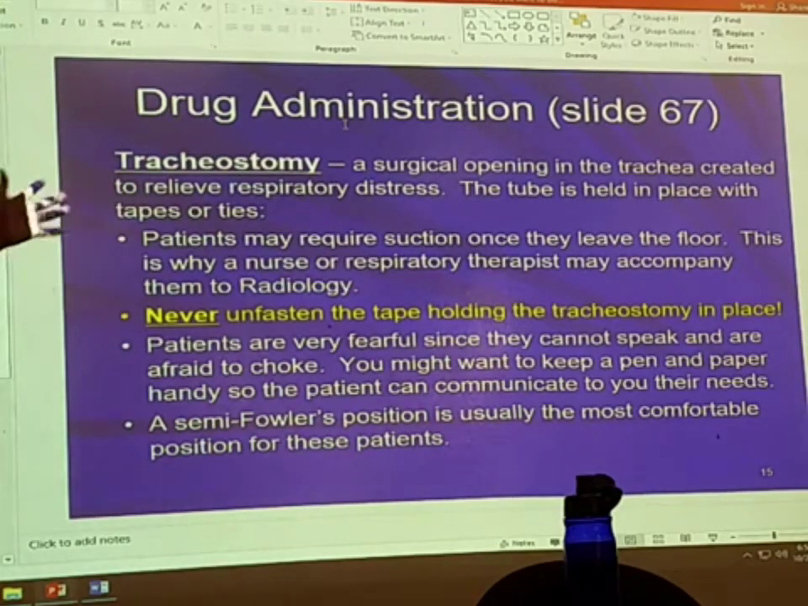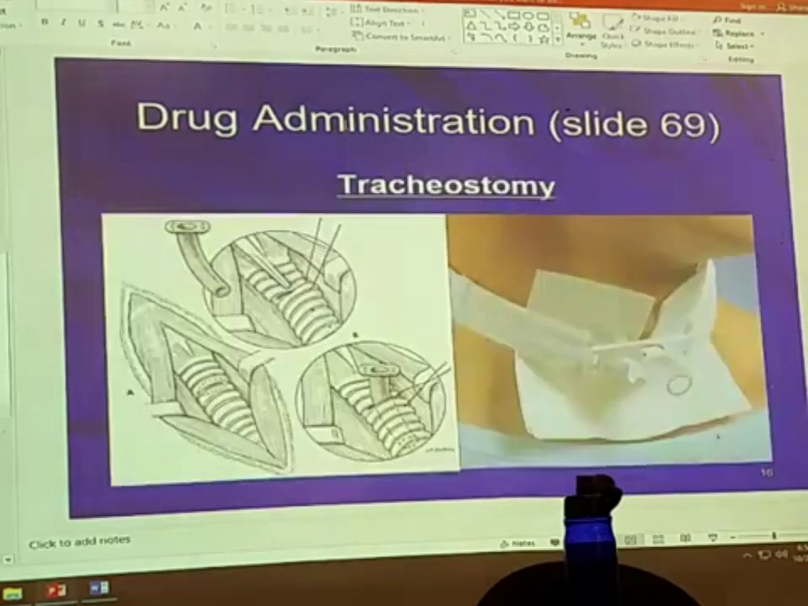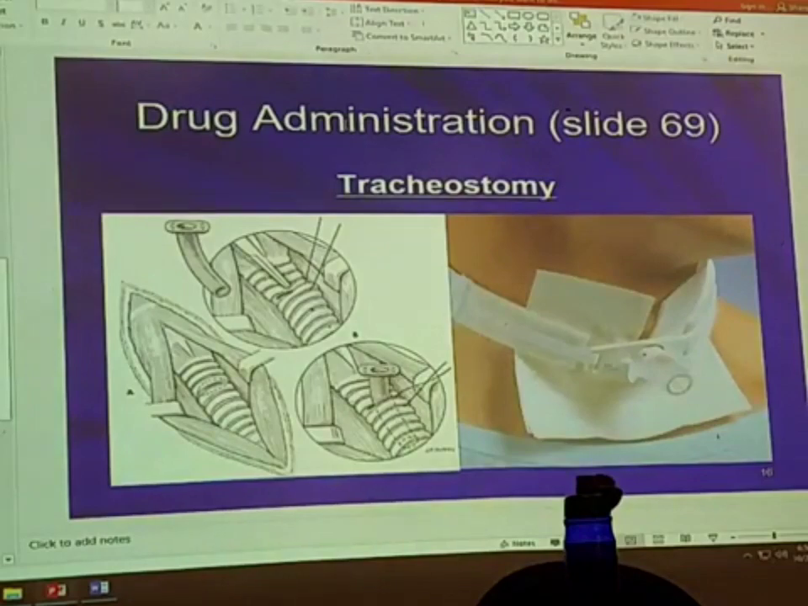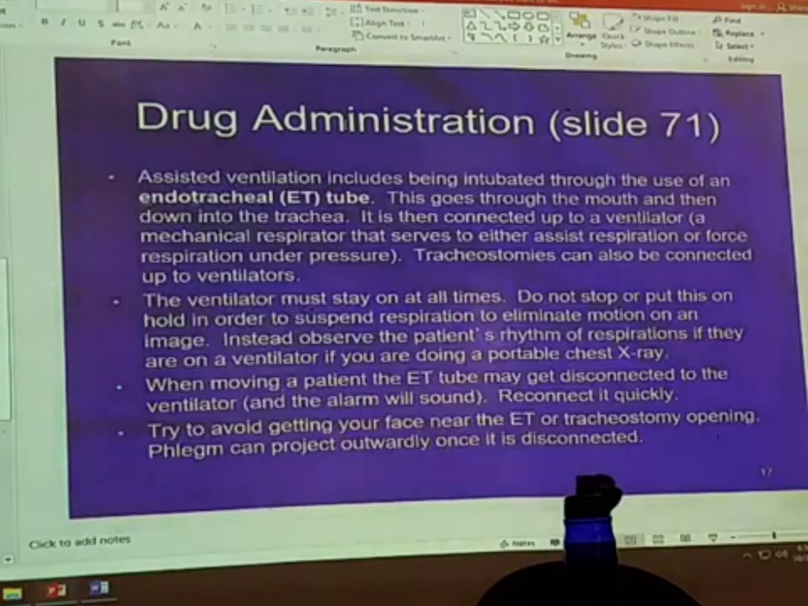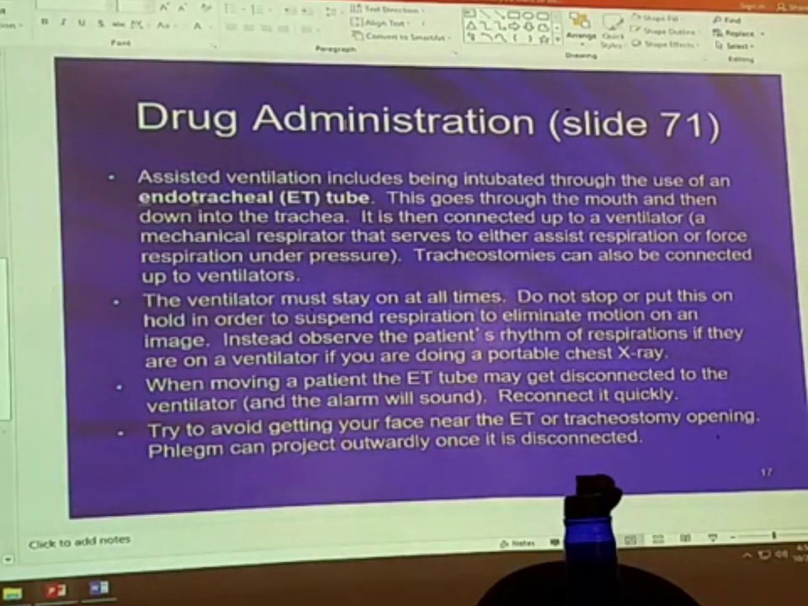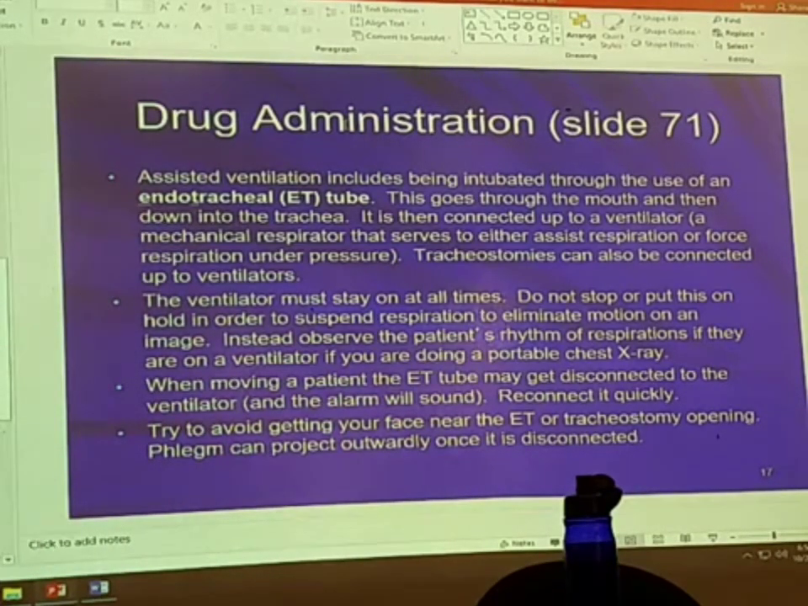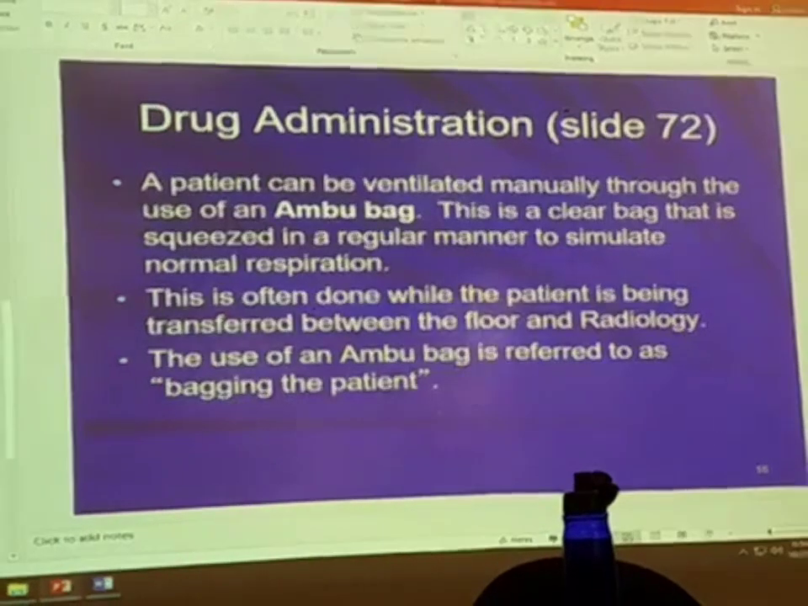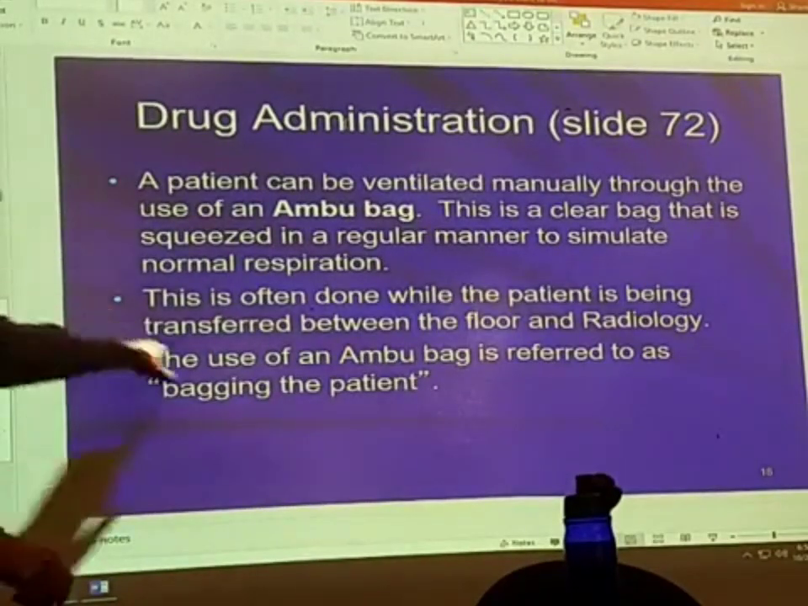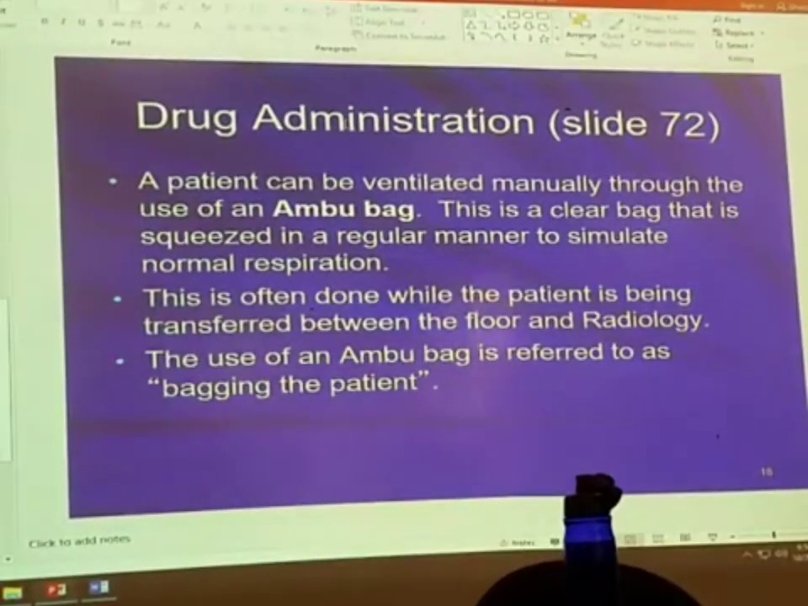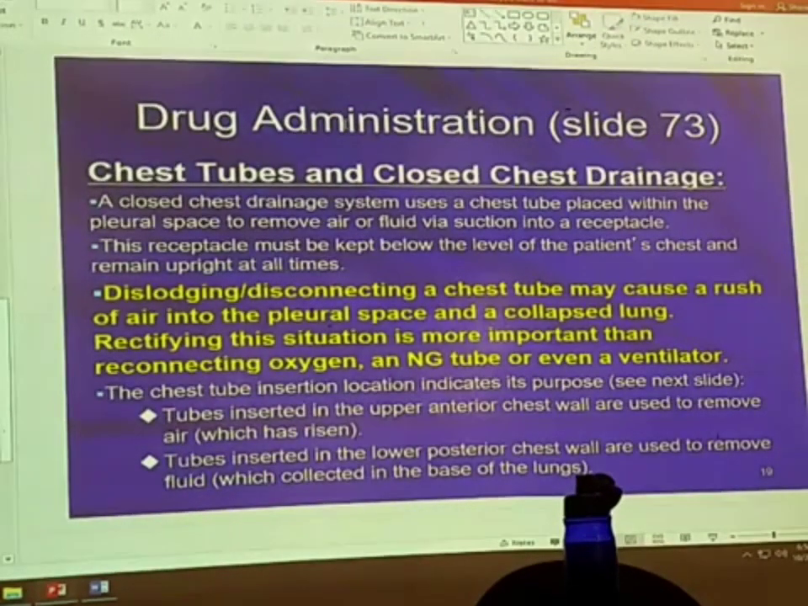So with the trach, just be real careful. The patient's really aware of everything. It's not held in place by very much, so make sure that you're careful with that. ET tube, a lot of times we're having to take a chest x-ray, making sure that it's in the right placement. And the ventilator stays on, you just need to time your chest x-ray at the right point. And then the ambu bag, again, this is when we bag the patient as we bring them down to the department, or bring them back up, okay?